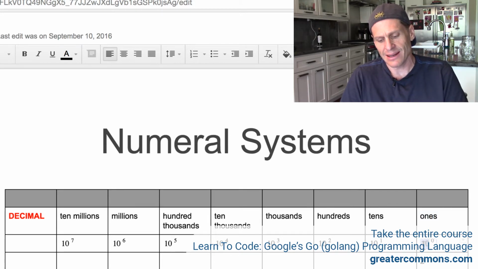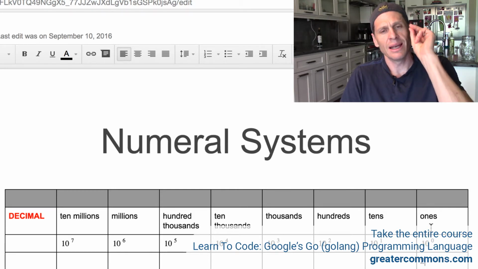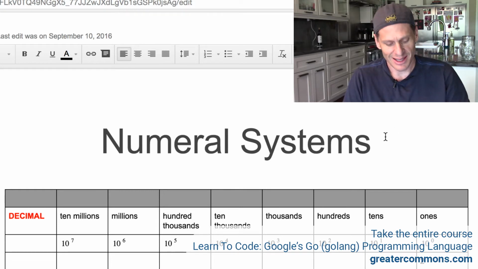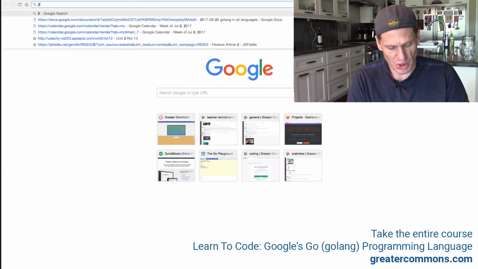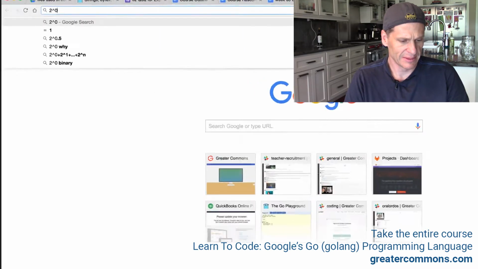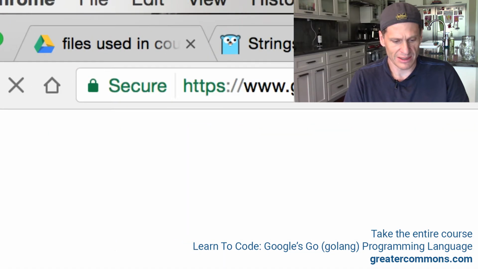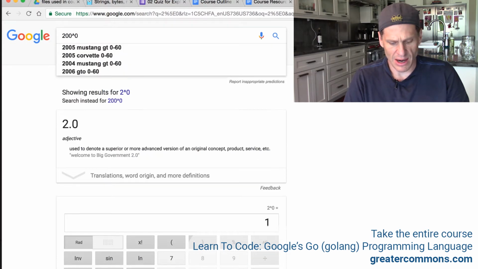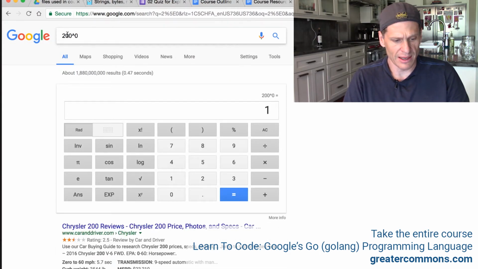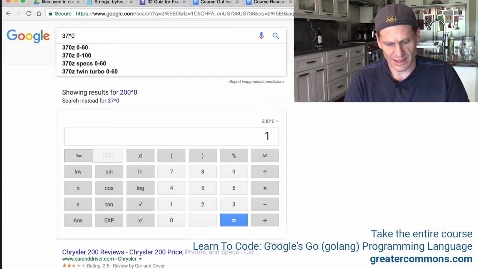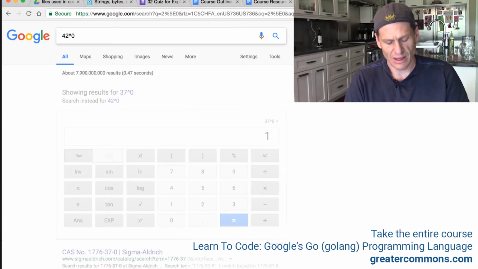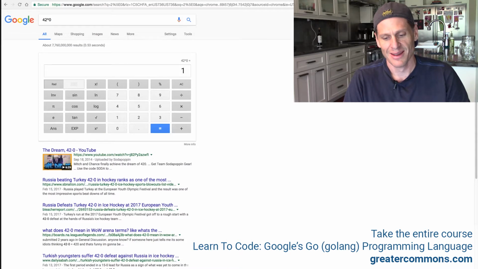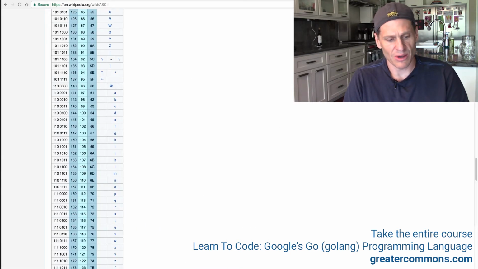We take base 10, so there's the 10, to the power of 0. Anything to the power of 0 is 1. Let's just prove that. 2 to the power of 0. I have some doubt, but I'm pretty sure that's right. And the answer is 1. What about 200 to the power of 0? And the answer is 1. What about 37? The answer is 1. What about 42? Okay, we've proven this point, 1. Cool, so anything to the power of 0 is 1.